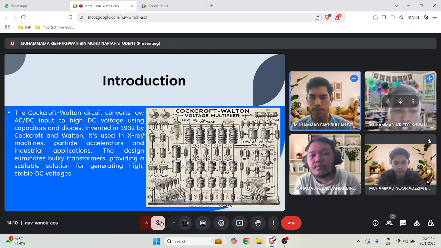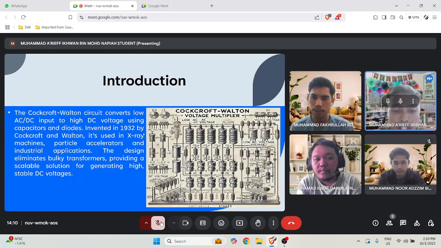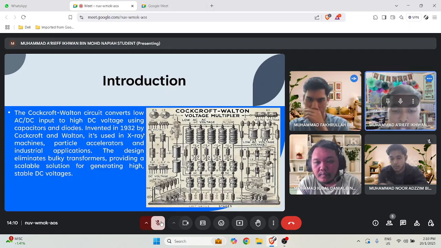The circuit operates in stages, where each stage consists of a capacitor and a diode. These components work together to store and transfer electrical charge, incrementally boosting the voltage. The more stages added, the higher the output voltage can become. The scalability makes the circuit versatile and adaptable for different applications.